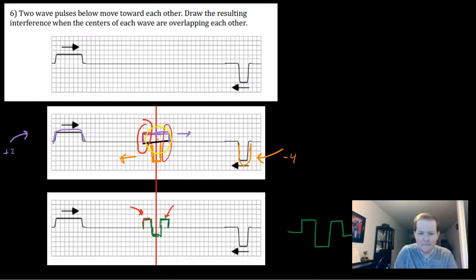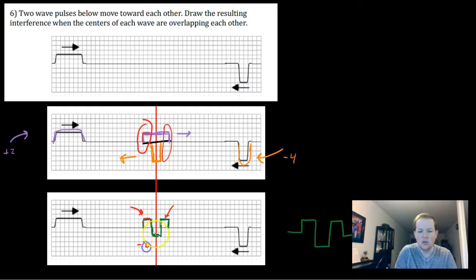Now, this wave is on top. It has an amplitude of +2. The orange wave has an amplitude of -4. So in the middle, here I have +2. What's +2 combined with -4?